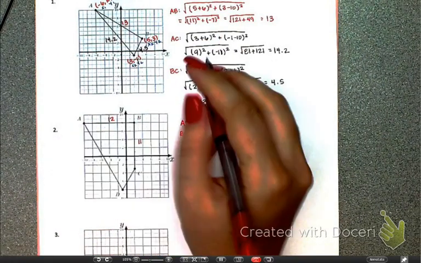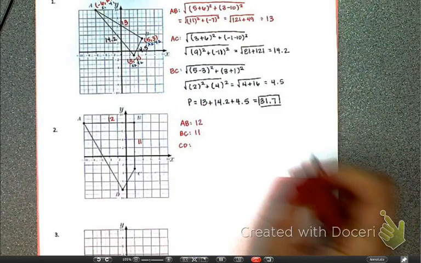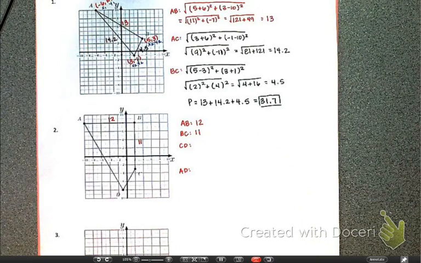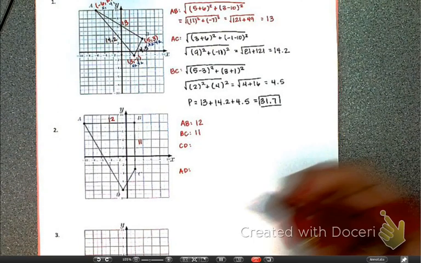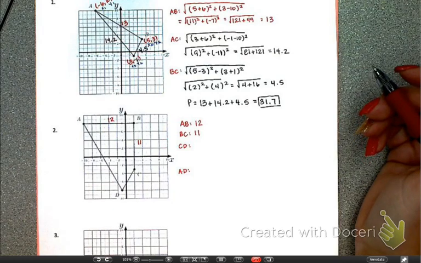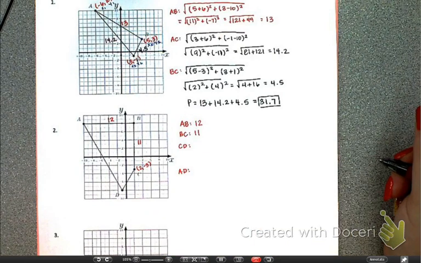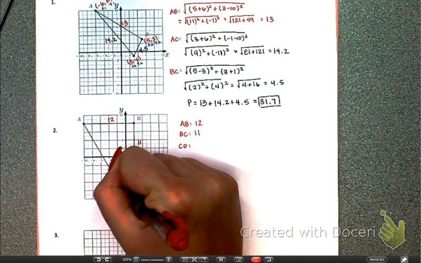We do have to do CD and AD. So, because you are pretty much in a group of 4, I will let you split it. So 2 people do CD, 2 people do AD. Or you can do all of them. All right, CD. What is your coordinate for C? 2, -3. And D? -1, -8.